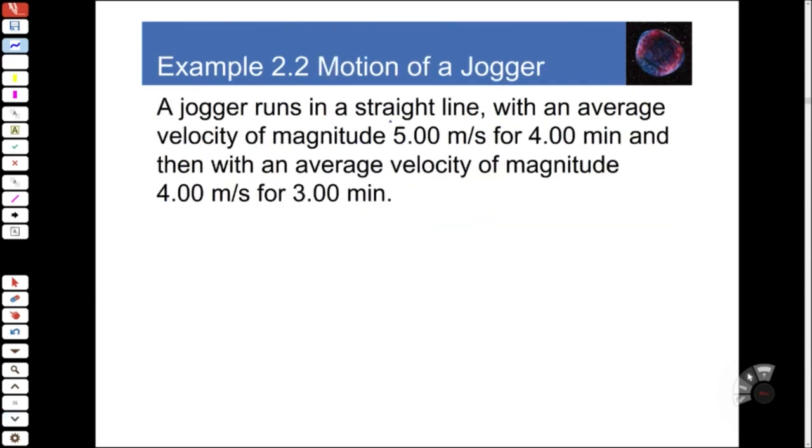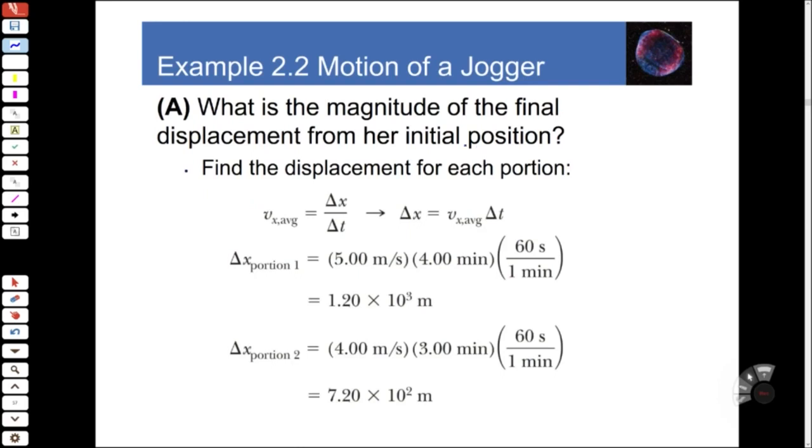A jaguar runs in a straight line. Let's try a second example: an average velocity of 5 meters per second for 4 minutes, and then an average velocity of 4 meters per second for 3 minutes. What is the magnitude of the final displacement from the initial position? So use this relation here. First, the speed was 5 meters per second, and it has moved for 4 minutes.